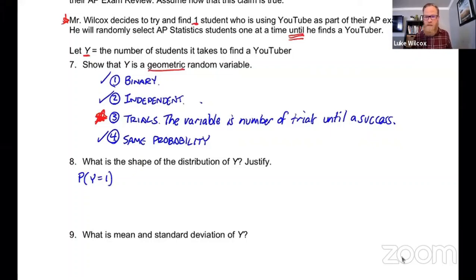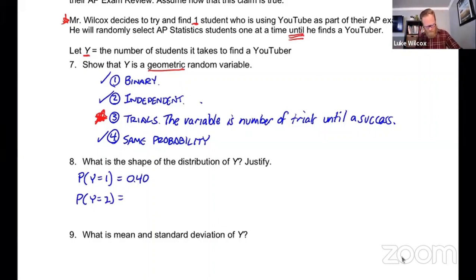Now realize y can't be equal to 0, right? If we need the number of trials until we get the first success, if the first trial is a success, then our y value is equal to 1. Okay, so what's the probability of that happening? Well, we'd have to have a success on the first trial. And we know that happens 40% of the time. So that's easy enough. Now, if we think about y being equal to 2, 2 people in order to get our first success. Well, that means that the first person was a failure and the second person was a success.